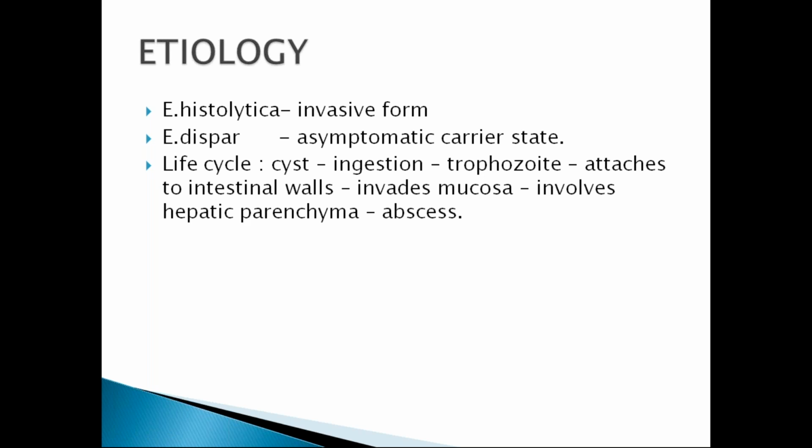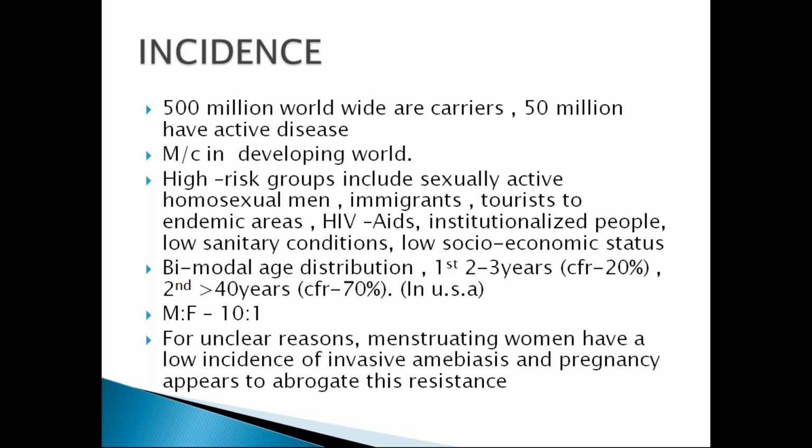The etiology is Entamoeba histolytica, the invasive form. Life cycle: first you ingest the trophozoite, which attaches to the intestinal wall. From there it will enter the portal vein and the hepatic parenchyma, where it divides and forms the hepatic abscess. Incidence is more common in underdeveloped areas. Most common in the developing and underdeveloped world.